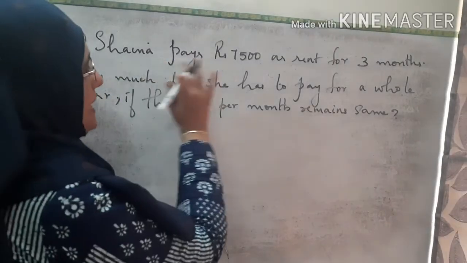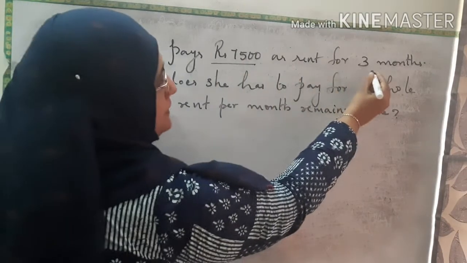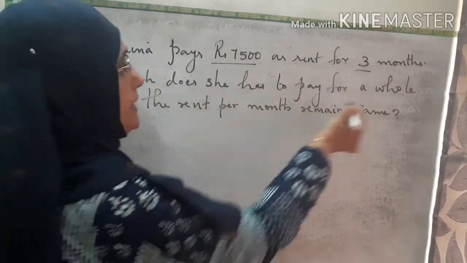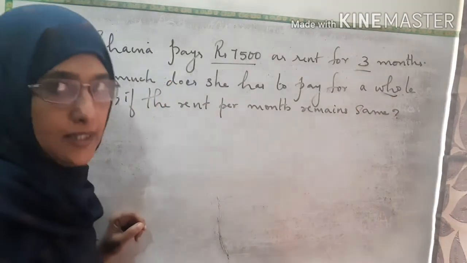Sixth question. Shaina pays rupees 7,500 for 3 months. Then how much does she have to pay for a whole year? Whole year means how many months? 12 months in 1 year.